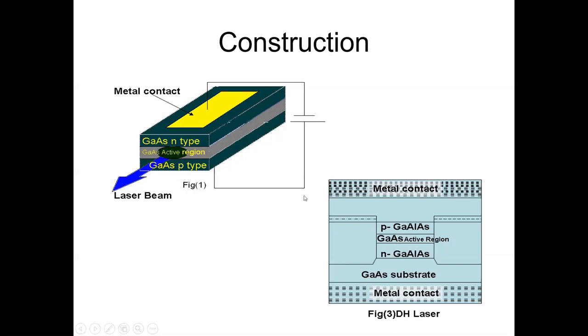What is the advantage of the double hetero here? The excess carriers and photons are confined into the active region. They will not move here or here. That's why they remain here. They recombine and give the radiation. That's why efficiency of the laser can be improved.